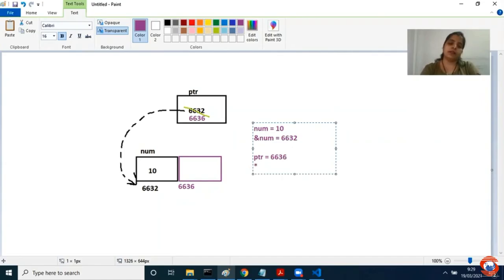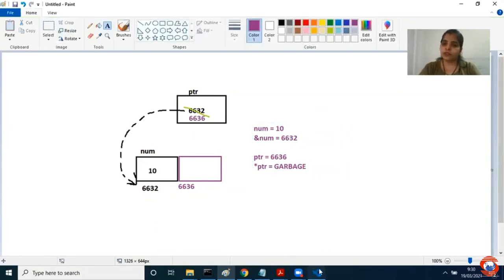6636. Can you tell me what is the value at ptr? Am I aware about it? मुझे पता है क्या 6636 पे कौन सी वैल्यू है अभी? 10 कैसे? 10 तो 6632 पे है, वो कनेक्शन चला गया. It is a garbage value. I am not aware कि अब मेरे पॉइंटर में क्या कंटेंट्स है. समझ में आया? Everyone, have you understood?